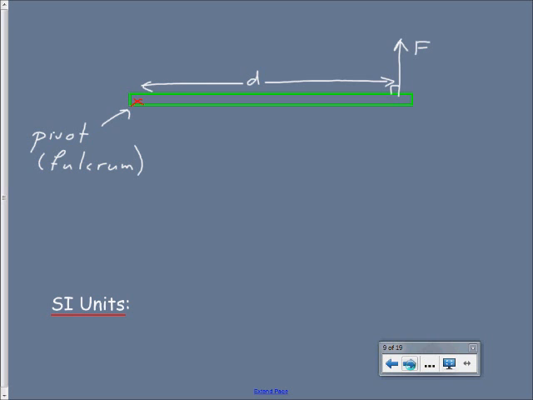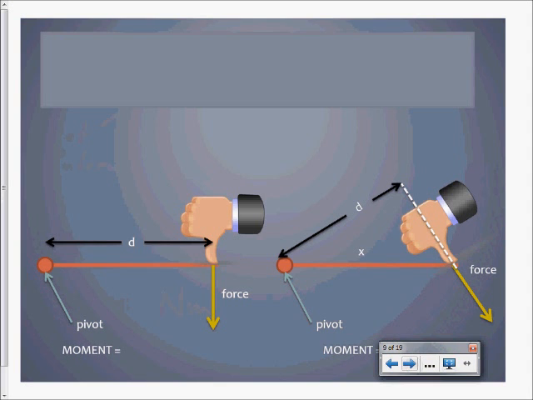And so we define the moment of that force as being the force times the distance, FD. Now we don't have a symbol to represent the word moment, though we'll come across another word soon called torque, which can be represented by a symbol. The SI units: Newton meters, force times distance, and so we just leave it as Newton meters.